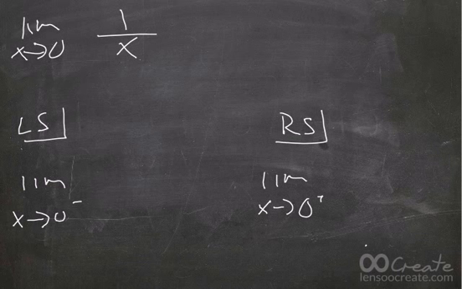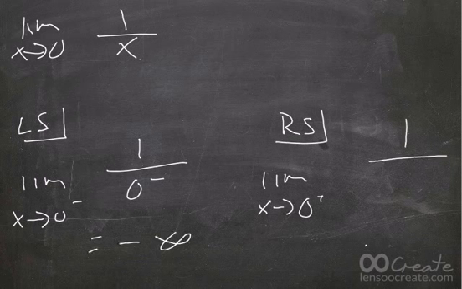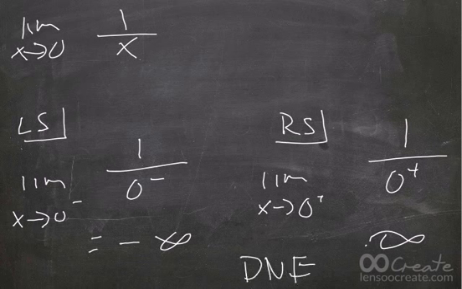So now we can just plug it in, and we get 1 over a really small negative number, so that would be equal to negative infinity. And on this side, we get 1 over a really small positive number, so we get positive infinity. And because these are not equal to each other, you can go ahead and say that the limit as x goes to 0 of 1 over x does not exist.